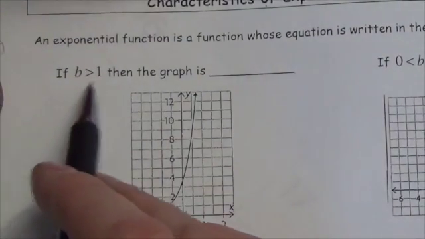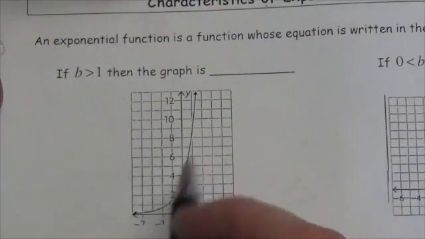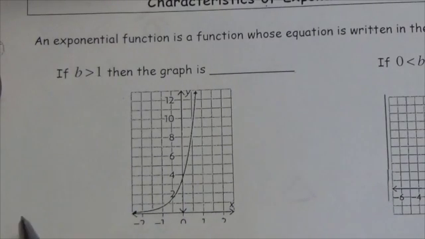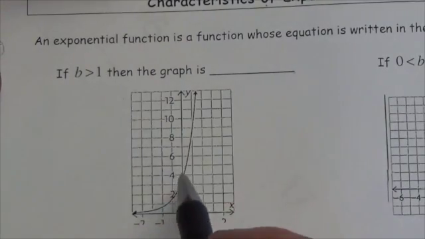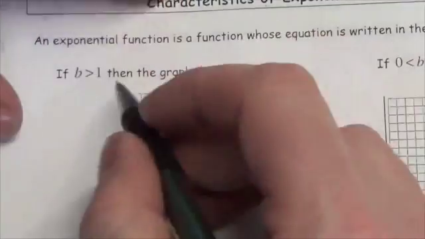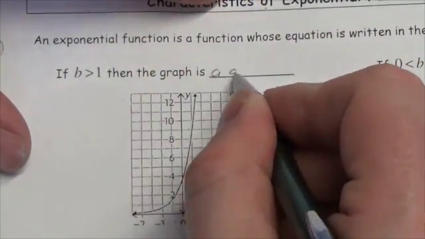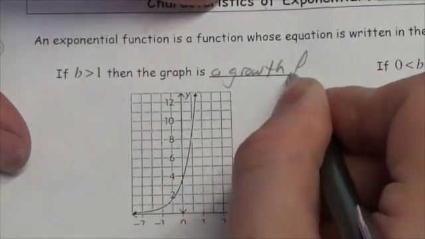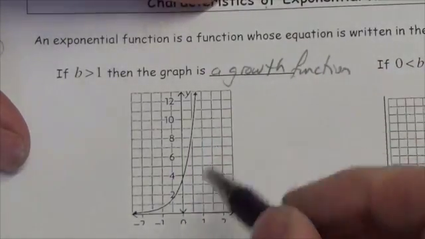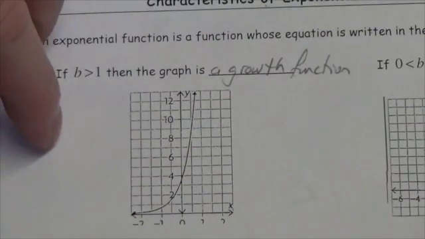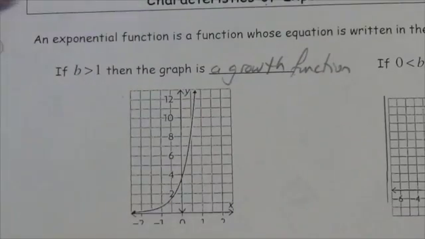Now, if b is greater than 1, then the graph looks like this. What it does is it rides along the x-axis really tight, and then once you get close to the y-axis here, it starts to increase, and then it increases really quickly here. And we call this a growth function. So if b is greater than 1, then the graph is a growth function. It gets bigger very fast. In fact, when people talk about exponential growth, that's what they're talking about.